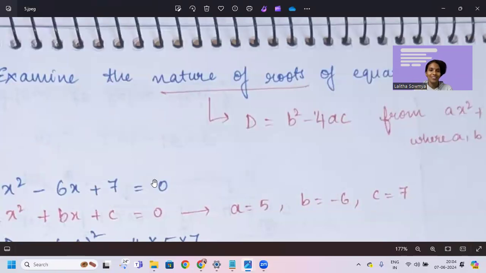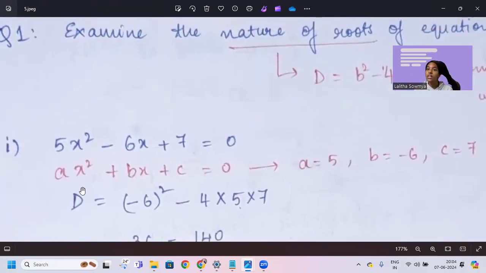So we have compared this with our standard form, and we got a equal to 5, b equal to -6. If you can see here, this is -6, not just 6, and c is equal to 7. Now we have written the same values. Now let's calculate the discriminant: b square, that is, -6 square, minus 4 into a into c, that is 4 into 5 into 7.